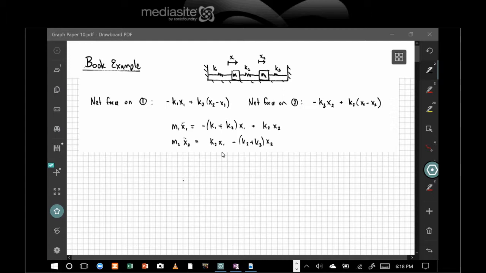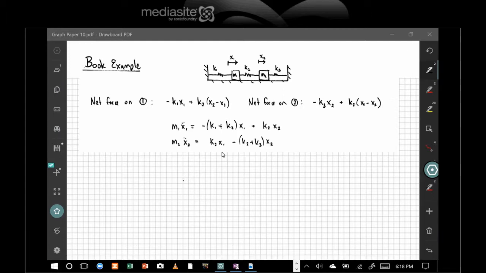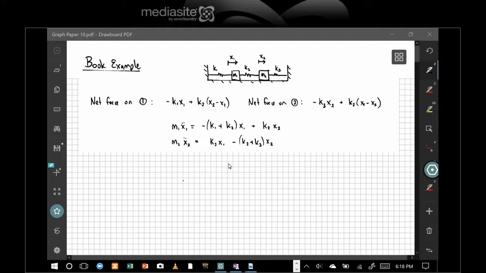Now I can rewrite these equations as a set of coupled equations. And remember, the method is that I want to write these coupled equations in the form of a matrix: M x double dot equals minus K x, where x in our case is going to be x1, x2. X double dot is just the second derivative of that.